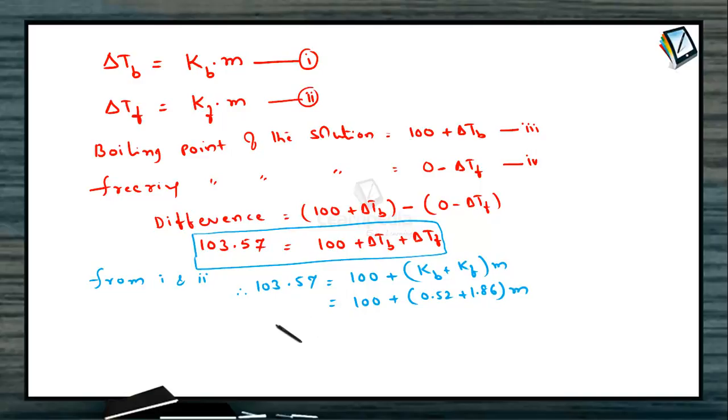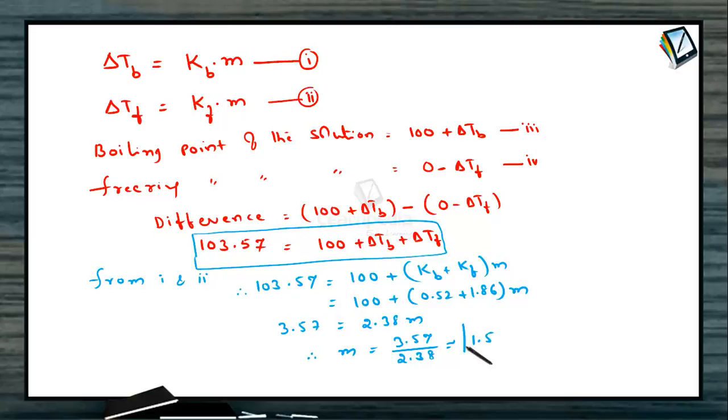That is 103.57 minus 100 is equal to 3.57, that is equal to 0.52 plus 1.86, 2.38 into m. Therefore, m is equal to 3.57 by 2.38. So this is almost 1.5.